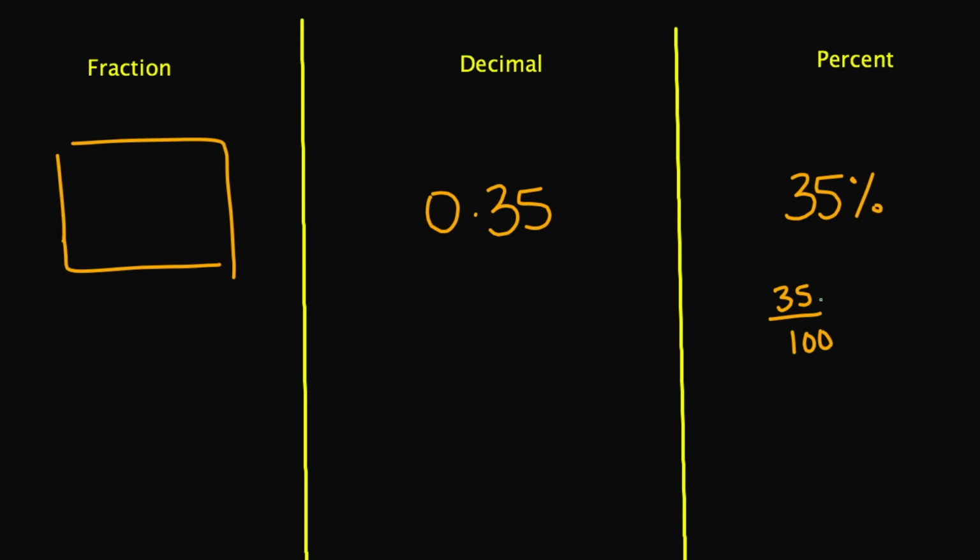So I'm going to go ahead and simplify my answer. I can divide top and bottom by 5. So 35 divided by 5 is going to be 7, and then 100 divided by 5 is going to be 20. So as a fraction, your answer is going to be 7 over 20.